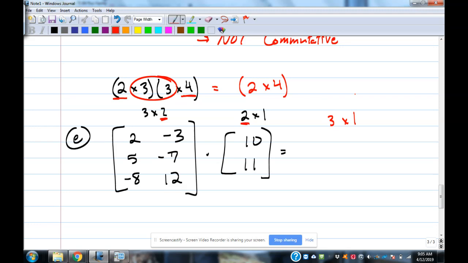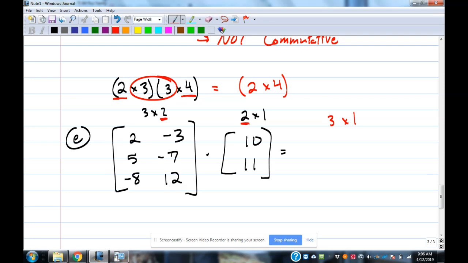Now, if you want to do this by hand, I like doing these by hand. It's fun. Math is fun. You take the row times the column, and you match up pieces. 2 times 10 plus -3 times 11, and that's the first piece. And then 5 times 10, -7 times 11. Add those together, and that's the second part of that column. And then -8 times 10 plus 12 times 11, and that's the third part of that column.